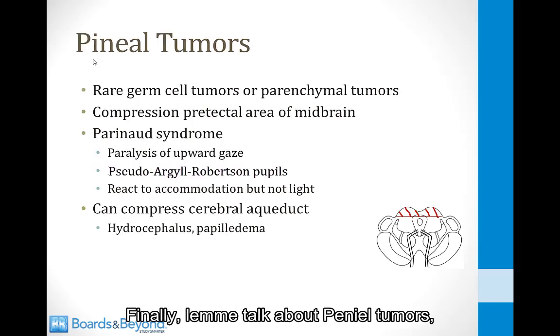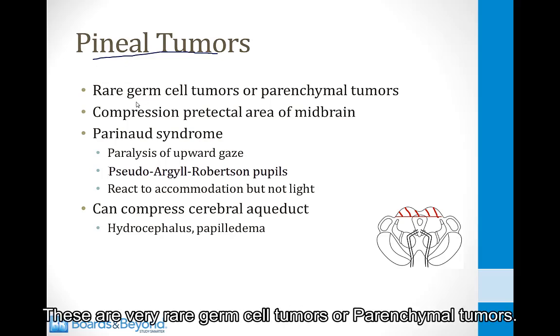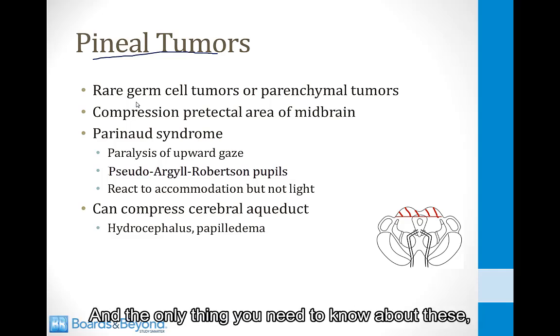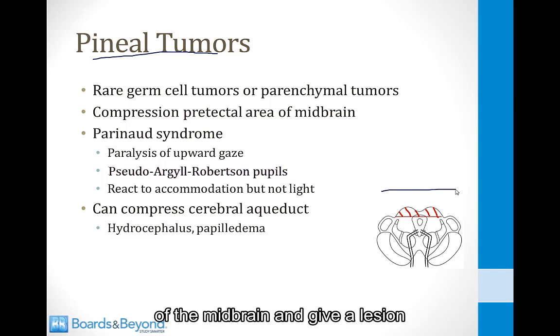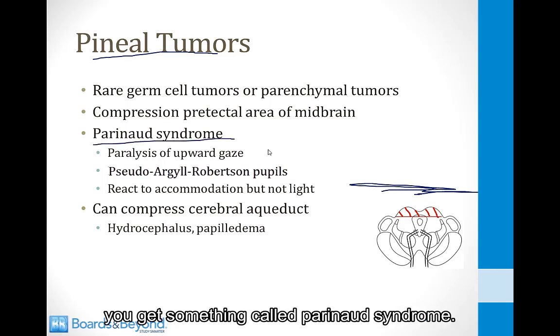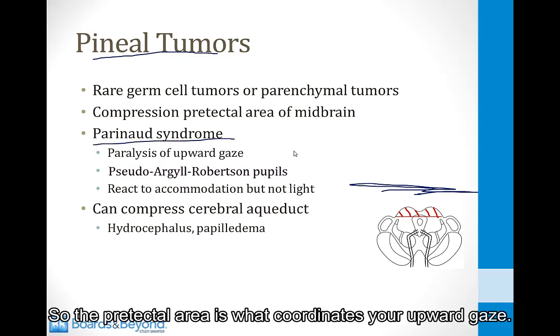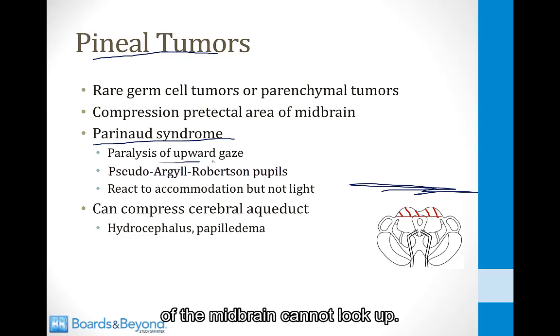Finally, let me talk about pineal tumors, which are tumors of the pineal gland. These are very rare germ cell tumors or parenchymal tumors. And the only thing you need to know about these is that they can compress the pretectal area of the midbrain and give a lesion like what I've drawn over here. And when you get compression of this area of the midbrain, you get something called Parinaud syndrome. So the pretectal area is what coordinates your upward gaze. So patients who have a lesion in this area of the midbrain cannot look up.